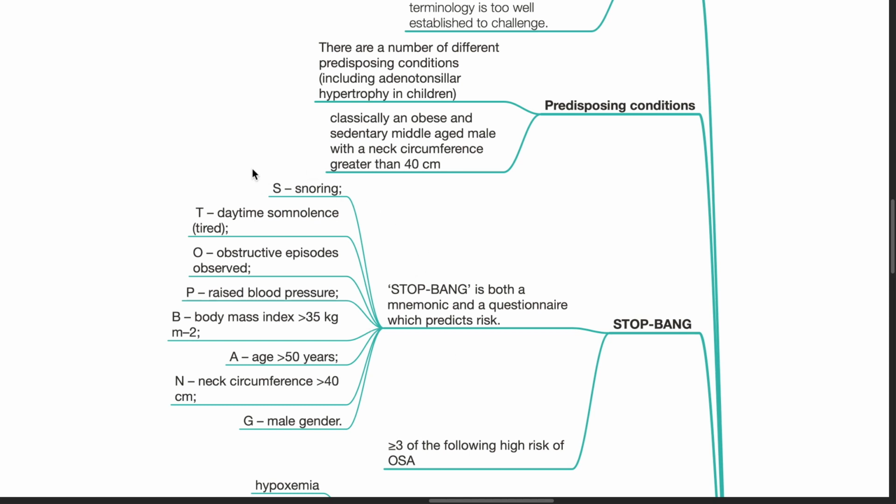S stands for snoring, T stands for tired, daytime somnolence, O stands for obstructive episodes observed, P stands for pressure, increased blood pressure, B stands for BMI of more than 35, A stands for age of more than 50, N stands for neck circumference more than 40 centimeters, and G stands for gender, male gender.